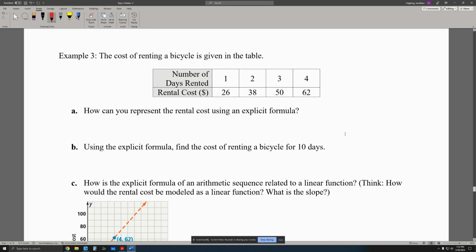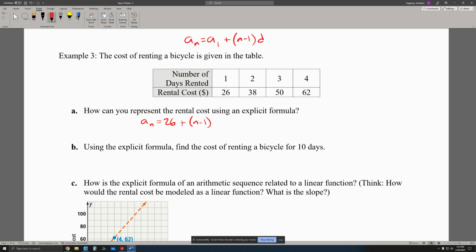All right, so let's go ahead and see how this works. Example 3, the cost of renting a bicycle is given in the table. If I rent it for 1 day, it costs $26, 2 days, $38, and so on. Let's represent this using an explicit formula. As a reminder, our explicit formula is a sub n equals a sub 1 plus n minus 1, the quantity, times d, the common difference. That tells us that for some number term in the sequence, a sub n, or some number of days rented, the total cost is equal to our initial amount, the first term, $26, plus the quantity n minus 1 times our common difference.